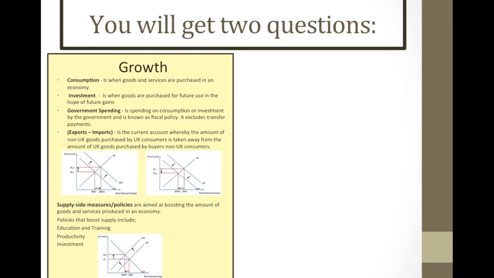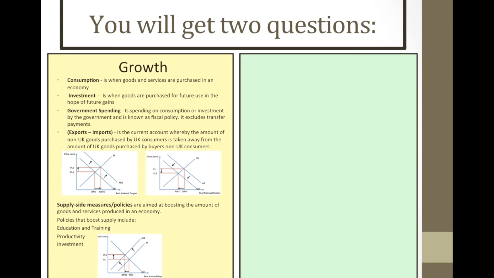Again, you're going to have to use your diagrams, so show AS shifting upwards if there's a reduction in one of these three policies, or if there's an increase, then you can show AS shifting downwards or outwards, and then you can use the diagram to analyse how that would affect the price level, so inflation, and the real national output as well. Talk about things like employment and also how it would affect consumption, always linking between these different variables and the effect on growth.